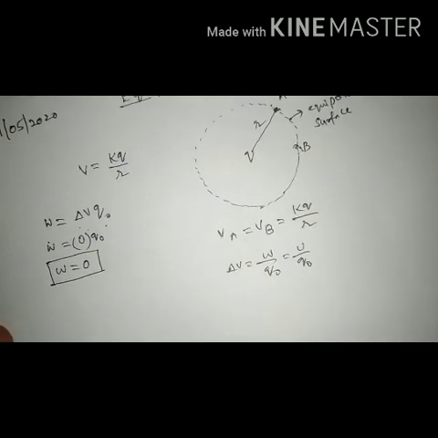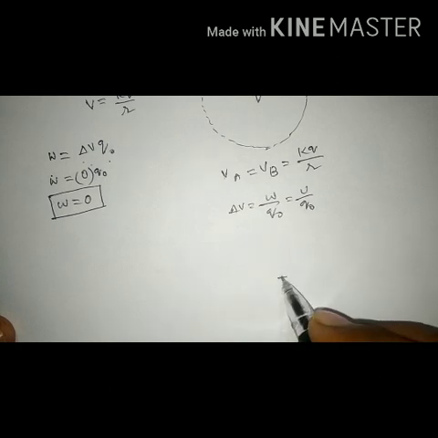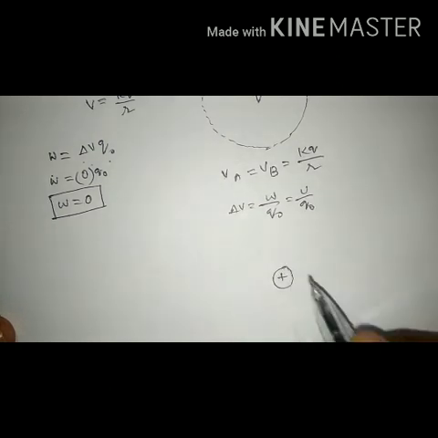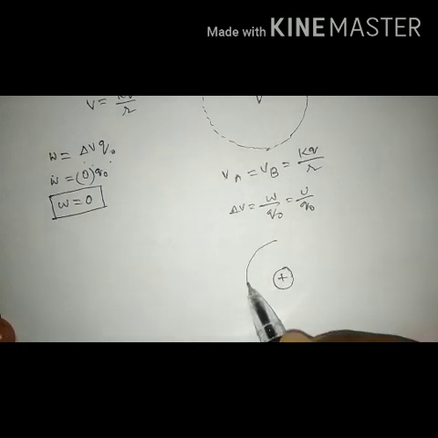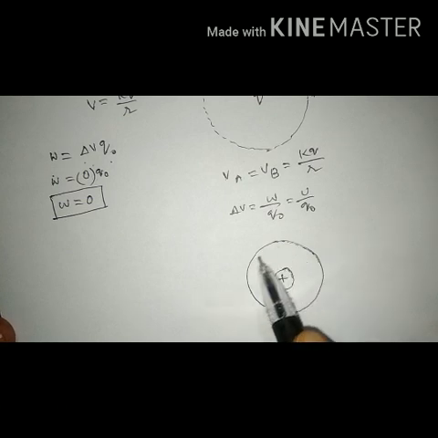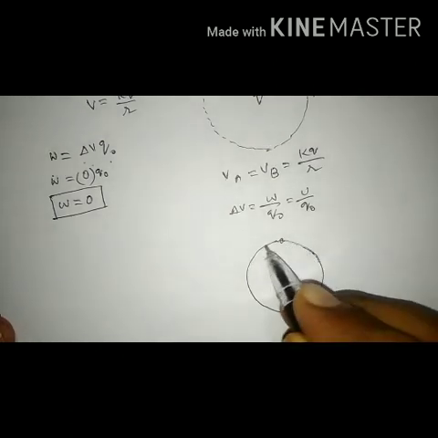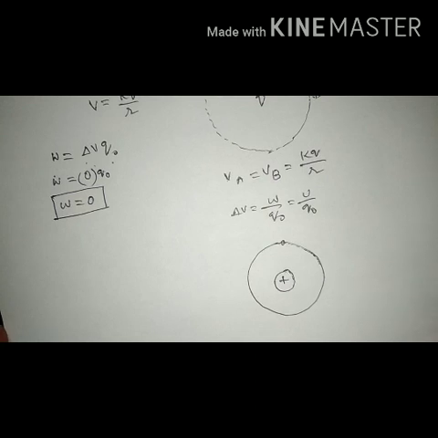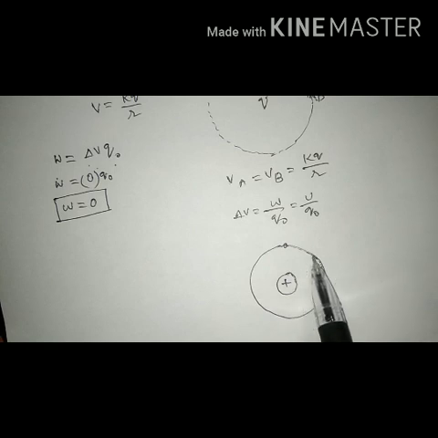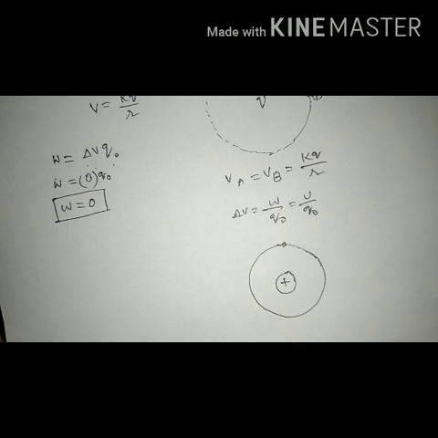For this we can see a practical example. We have taken a nucleus, where the positive charges are in the nucleus and electrons are revolving around the nucleus. What is the work done in moving the electron in a circular orbit around the nucleus? It is 0 because this surface is an equipotential surface. Normally we take circular orbits, but in practice they are elliptical, so there will be a slight difference. But if you consider circular orbits, almost the work done will be equal to 0.